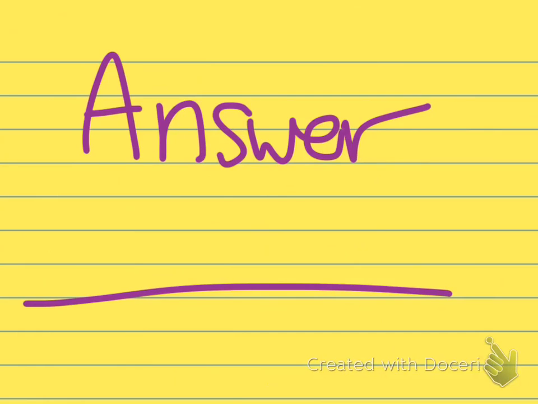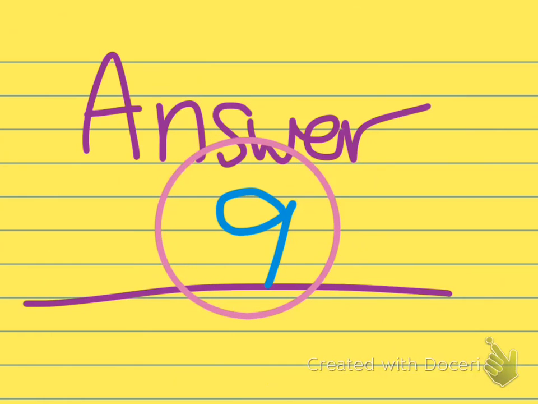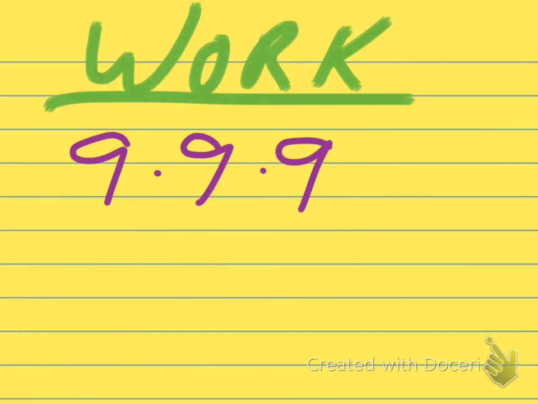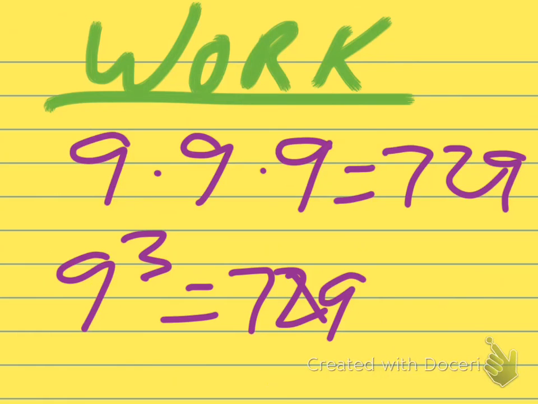If your answer was 9, then you are correct. Here is the work. What you would do is 9 times 9 times 9, which equals 729, or 9 to the third power equals 729, making your number 9. Pretty simple, huh?